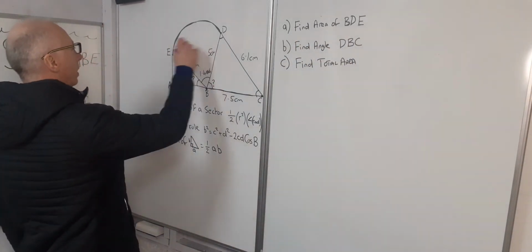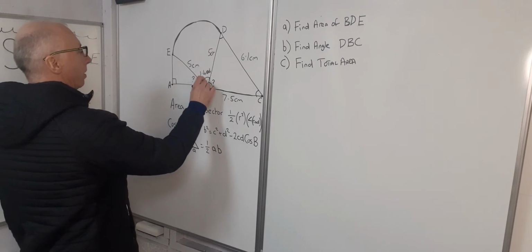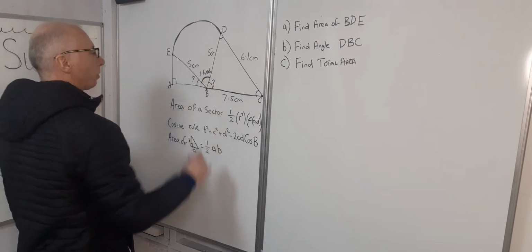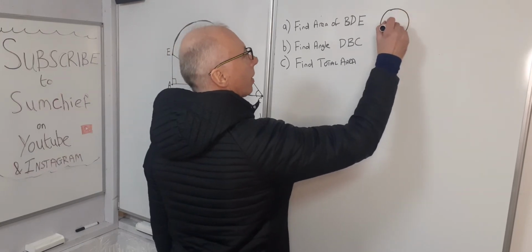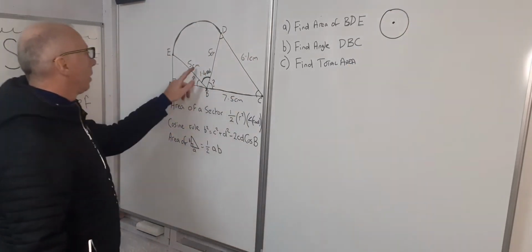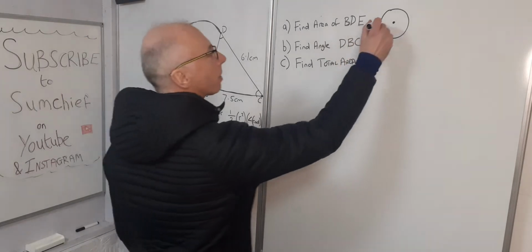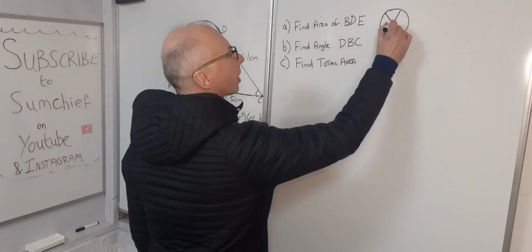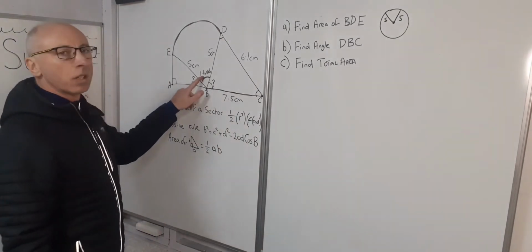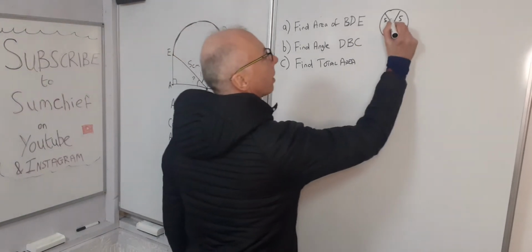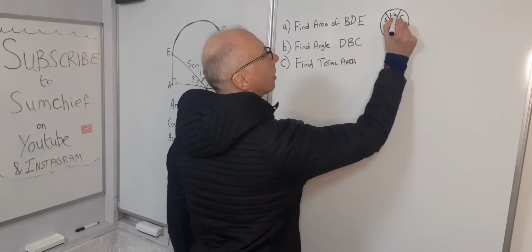So BDE. This is a sector of a circle, looking something like this. Centre point, 5 centimetres for the radius. Each one of those is 5. And the angle is 1.4 in radians. So let's just write that in.